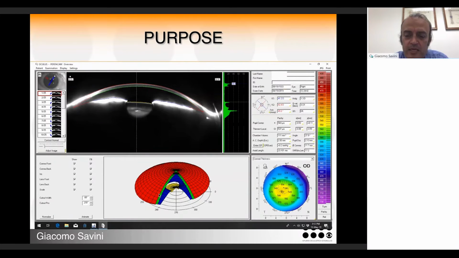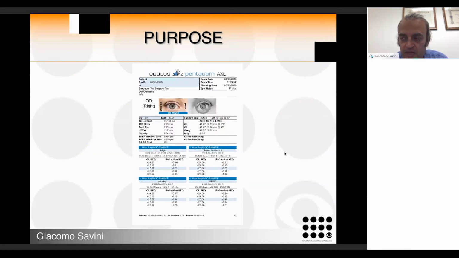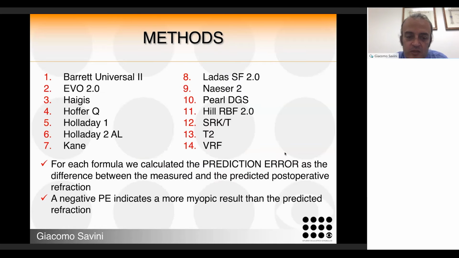We use the data from the Pentacam AXL that can be seen in several displays. This is the first display that comes available, where you see all the data that we need, included axial length here, and K1 and K2 and ACD. This is the printout that is useful for the clinician. It's not useful for the clinical studies because we use other measurements, but when you are in your operating room, having this one, of course, is a good advantage.